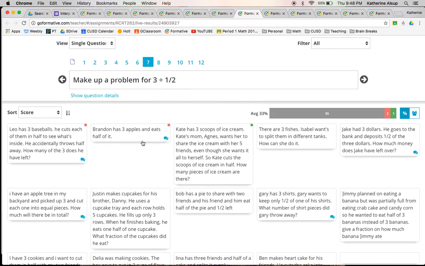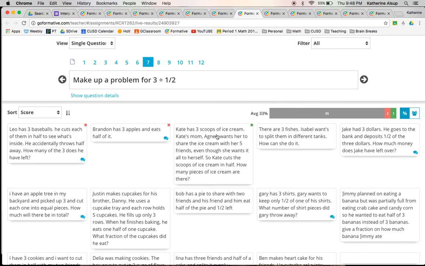This one right here was a very common mistake that I saw. Brandon has 3 apples and he eats half of it. You'll see this word of in this problem. So this is saying, what is half of 3? And that's different from division in this problem. So half of 3 would be 1.5. This is 3 being split into half. So this was a common mistake for this one.